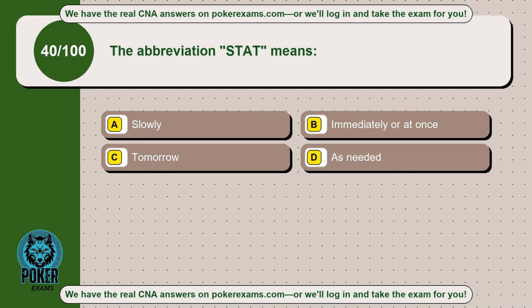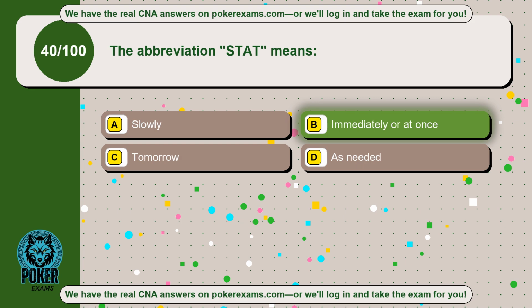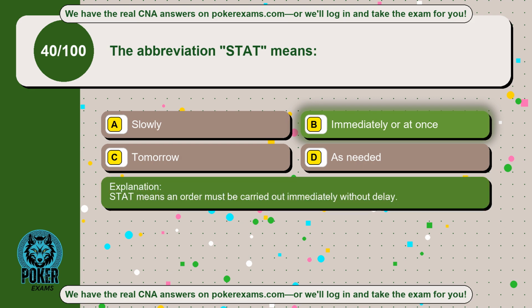Question 40. The abbreviation STAT means: Option A, slowly. Option B, immediately or at once. Option C, tomorrow. Option D, as needed. The correct answer is option B, immediately or at once. STAT means an order must be carried out immediately without delay.